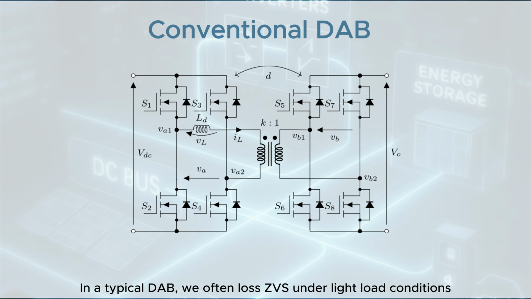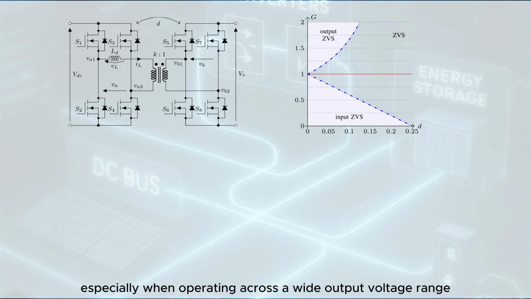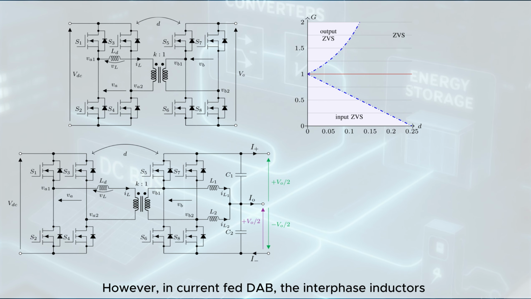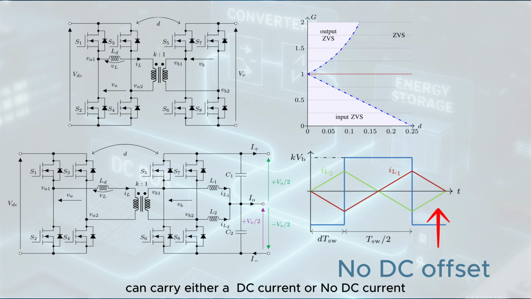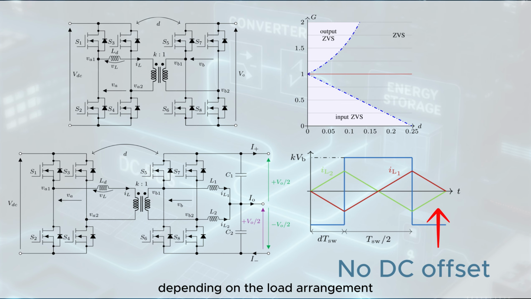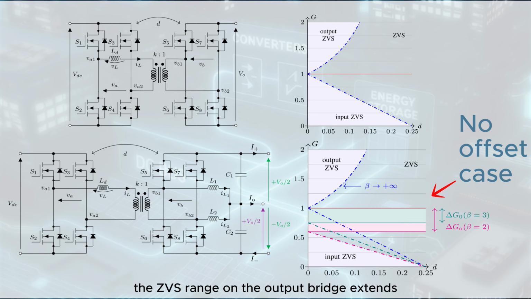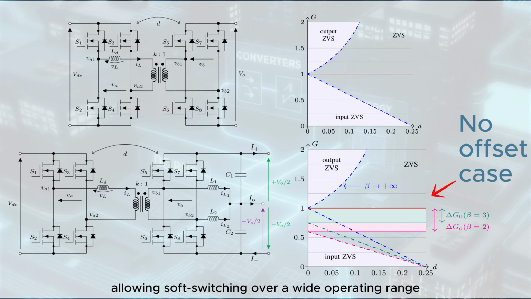In a typical DAB, we often lose ZVS under light load conditions, especially when operating across a wide output voltage range. However, in current-fed DAB, the interface inductors can carry either DC current or no DC current depending on the load arrangement. When there is no DC offset, the ZVS range on the output bridge extends, allowing soft switching over a wide operating range.